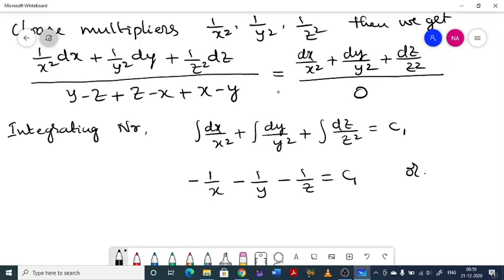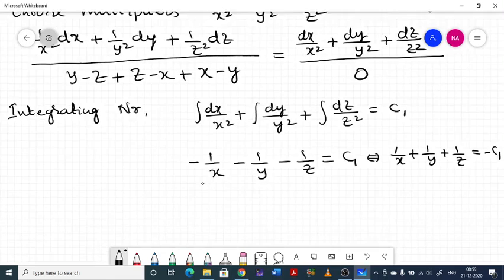Or 1 by x plus 1 by y plus 1 by z. Okay, I'll write this here only. Or this is equivalent to 1 by x plus 1 by y plus 1 by z equal to minus c. So that is the first part of the solution.